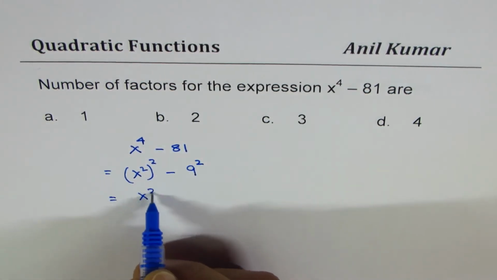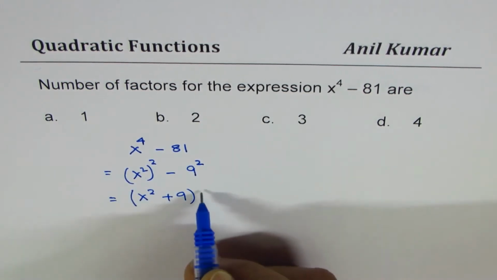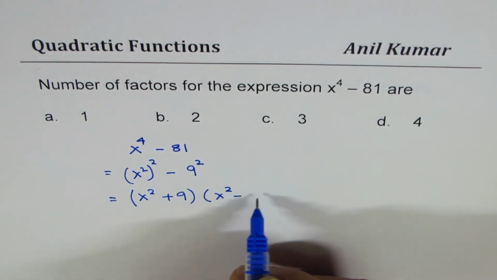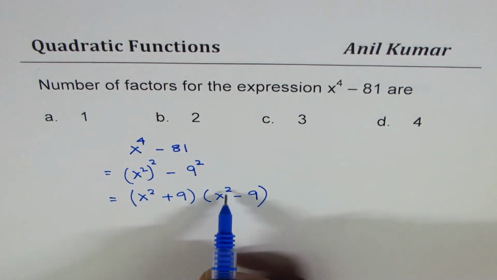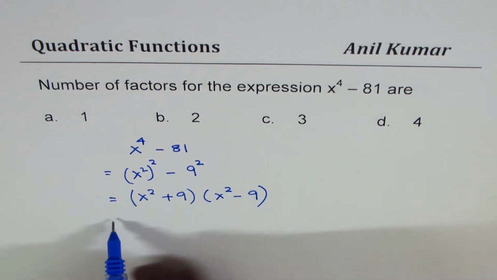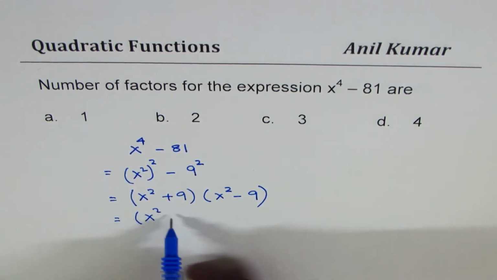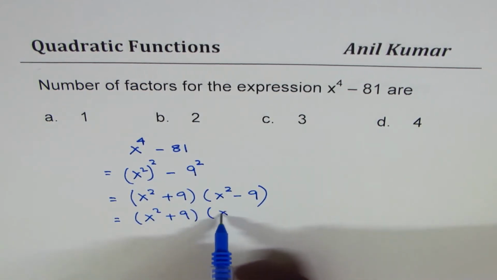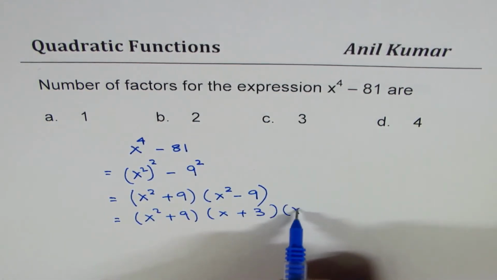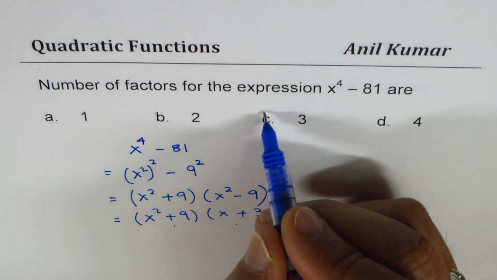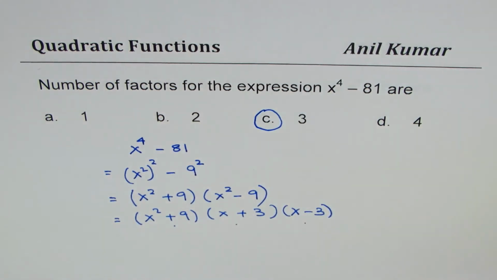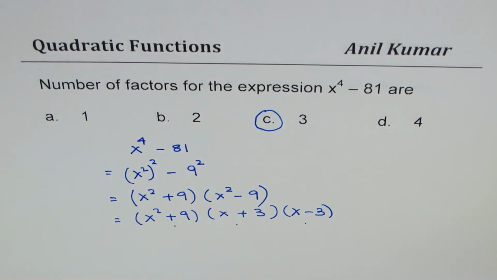You could factor this as x squared plus 9 times x squared minus 9. Now x squared plus 9 cannot be factored, but x squared minus 9 can be factored. So we can further factor it. We get x squared plus 9 times x plus 3 times x minus 3. So we have three different factors here. So the answer is C, right? So it's very important to understand how to answer such questions. You might sometimes, without factoring, say 4, which will be wrong, correct?